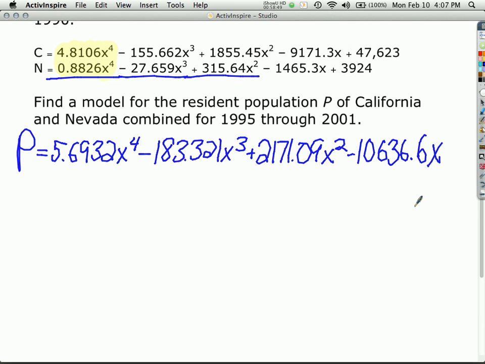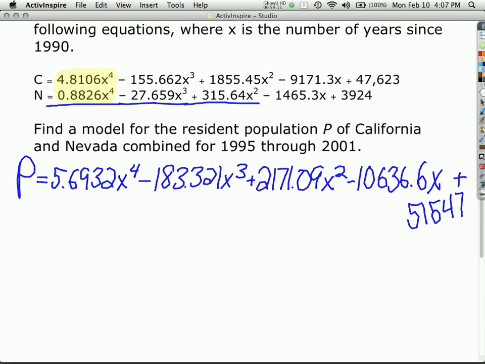We've got Jada and then Anissa. Jada, what'd you get? 4,540. You get the same thing? Yep, that's right. Plus 51,547. And so what we have done is we've constructed a model for the combined populations of the two states.